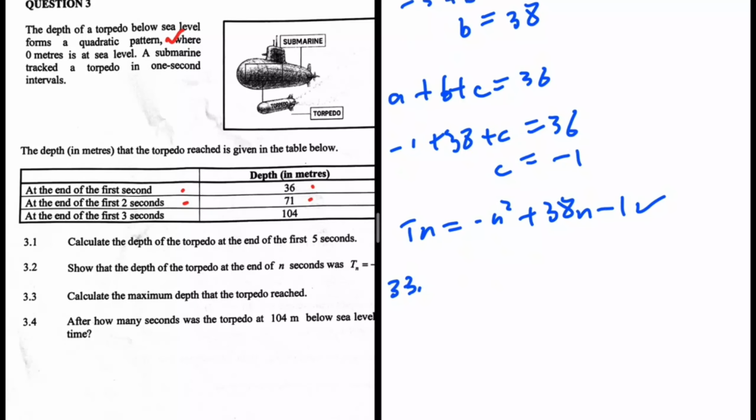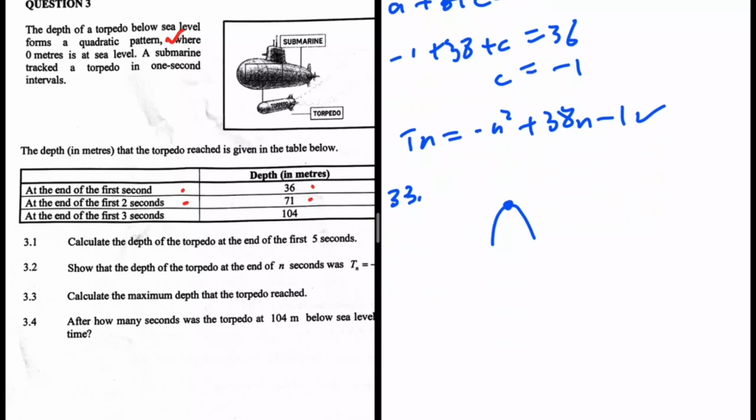3.3, calculate the maximum depth that the object reached. So our quadratic pattern, you can see that it is concave down, right? So the maximum will be at x is equal to minus b over 2a at the turning point. So n is equal to minus b over 2a, which is minus 38 divided by 2 times minus 1. It's just 38 divided by 2 really, which is 19. So n is equal to 19 will be where we have the maximum depth.